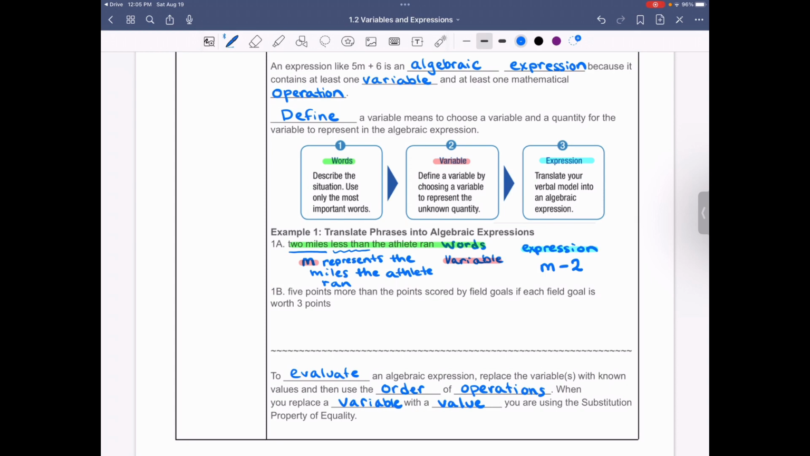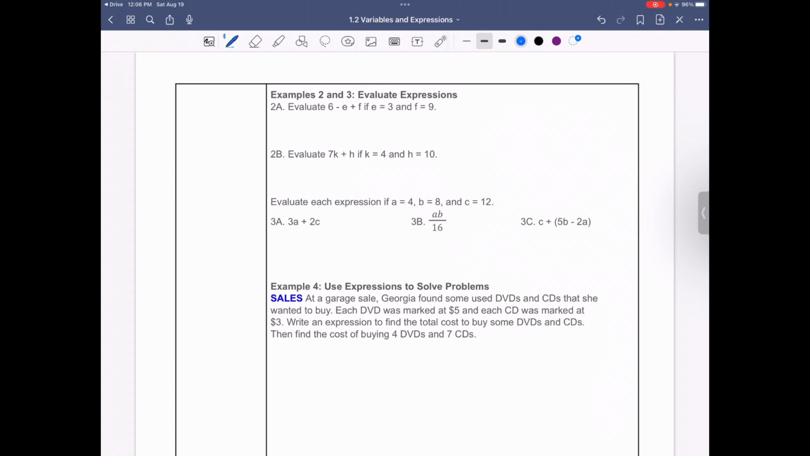Get ready to turn your page. If I need to pause the video, I will, for you to catch up before we turn the page. For examples 2 and 3, I'm going to do 2A in the video and also 3B in the video, and the other 3 we're going to do as a class. All right, it says evaluate 6 minus E plus F if E equals 3 and F equals 9. I like my colors for this. E is going to be replaced with the 3, and F is going to be replaced with 9.